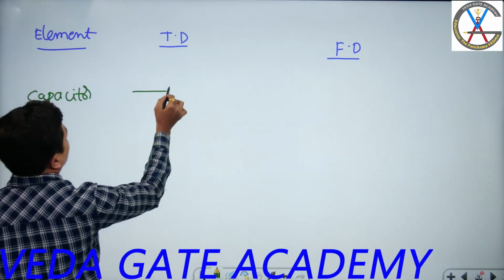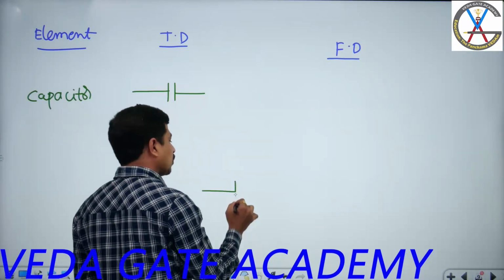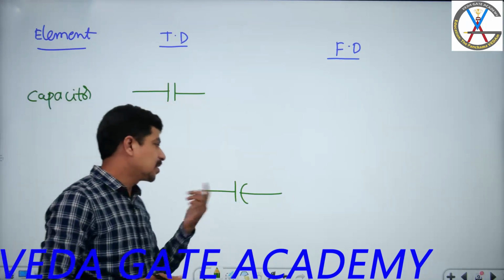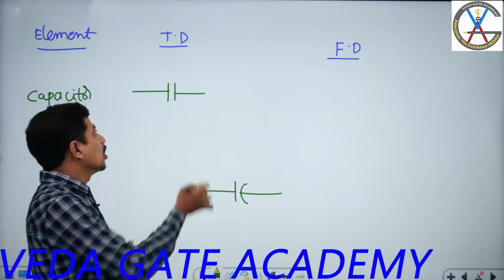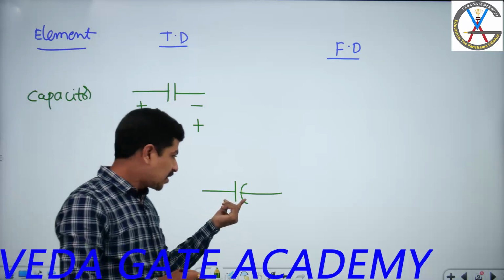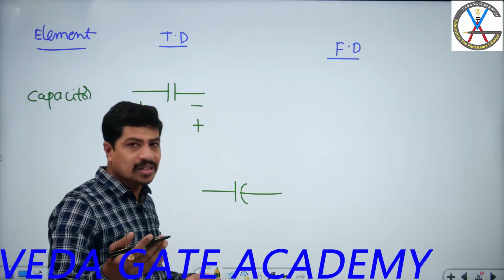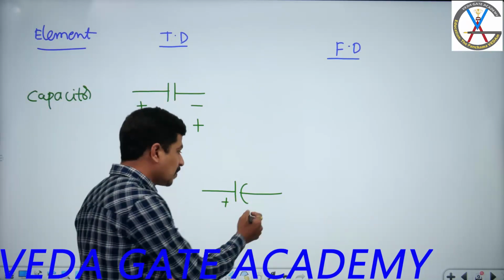How to represent it? The pictorial representation is this one. Sometimes we see this type of capacitor too. What is the difference between the representation of this capacitor and this capacitor? This is a polarized capacitor. This is non-polarized, which means you can connect plus and minus either way. But for this capacitor, you do not have that option. If you purchase a capacitor, here it is marked plus and here it is marked minus.